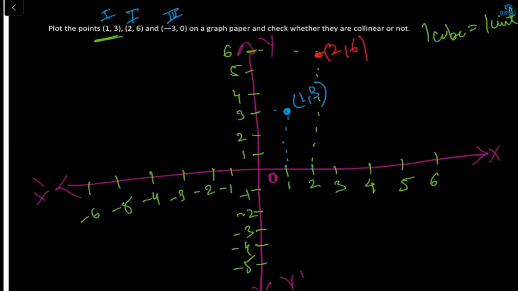Now for (-3, 0), y is 0. So obviously it will lie on this line only, the x-axis, and x is -3. So this is the point (-3, 0). Any doubt in this graph?